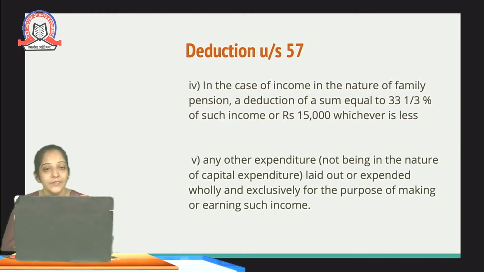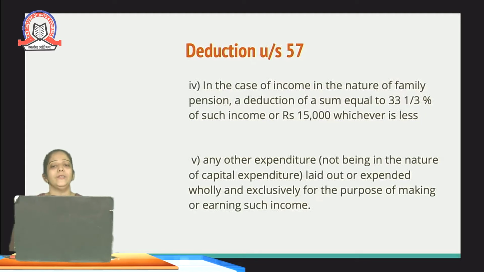Coming to the next part, which is deductions under section 57. In case of income in the nature of family pension, if an assessee is getting family pension, the amount allowed as a deduction will be 33 1/3% of the amount received or 15,000, whichever is less. For example, if an assessee is getting 45,000 rupees as family pension, we will calculate one-third of that amount, or 15,000 is the maximum deductible limit, whichever is less, and that will be allowed as a deduction.